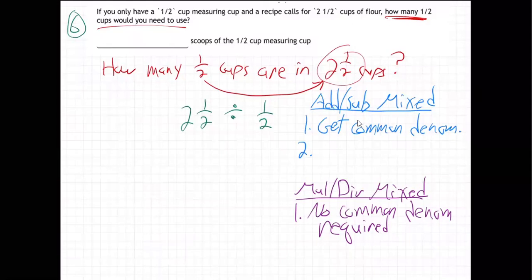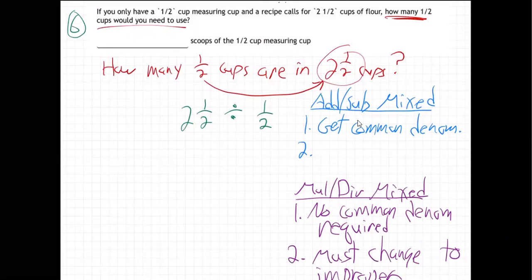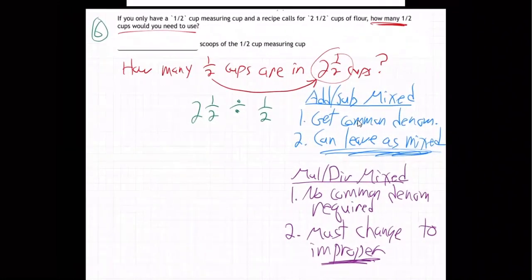Oh, and then what do you have to do? Here's what I want to say. You must change to improper. That's the crucial fact. You must change to improper. Whereas up here for mixed numbers, when you're adding, subtracting, you do not have to. You can leave them as mixed when you're adding, subtracting.